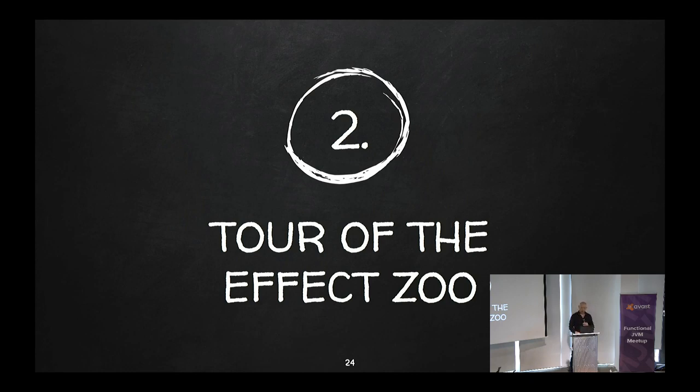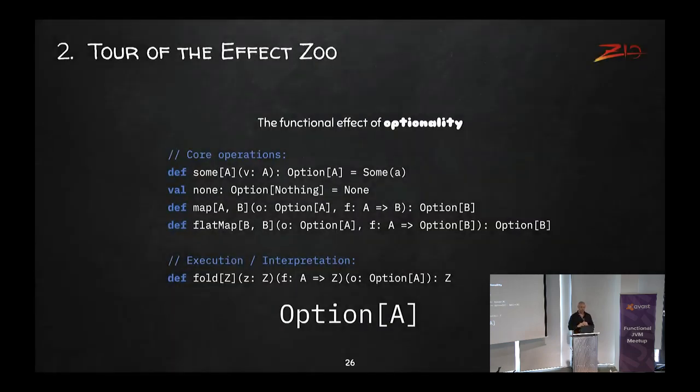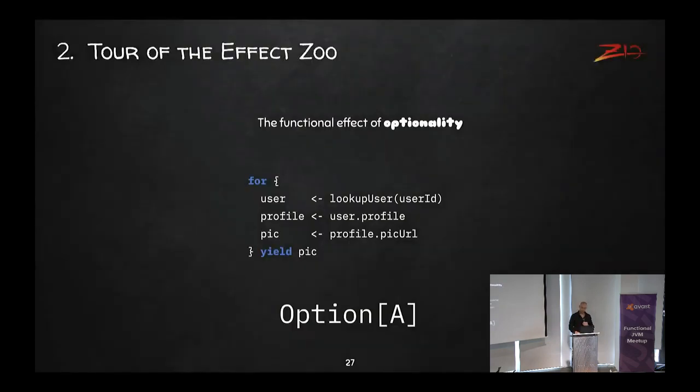Let's take a brief look at some of the effects out there in the wild, some of which you've already seen because they're built into Scala, but a couple of which may be new for you. First, the effect of optionality. Either something is there or it's not. The core operations of Option are the Some and None constructors and map and flatMap. And then its execution and interpretation is the fold function on Option. We specify what to return if it wasn't there, and what to return if it was there. And we can use it in for comprehensions like I showed before.